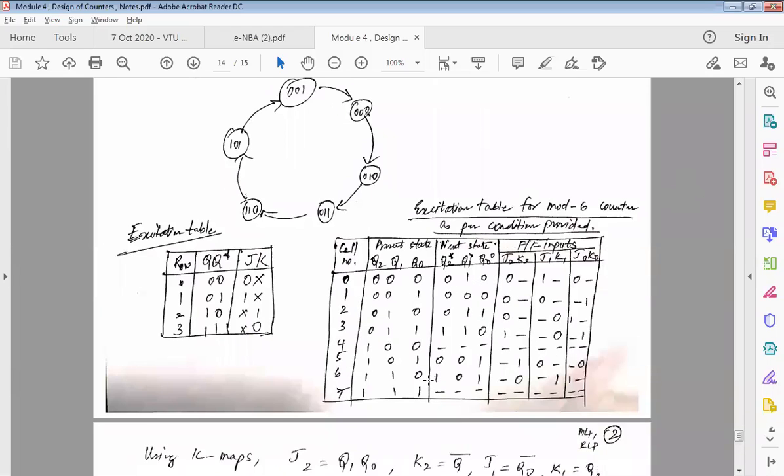As we discussed yesterday, the same analogy is used here. The present state will have the normal count, going from 0, 1, 2, 3, 4, 5, 6, 7. Till this part, all of you are clear? Please respond so that we can go quick.